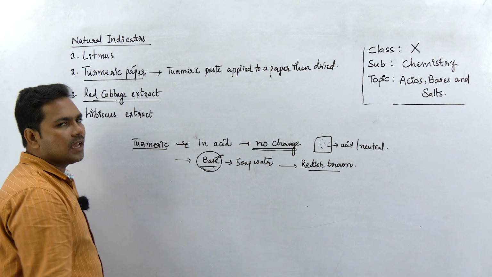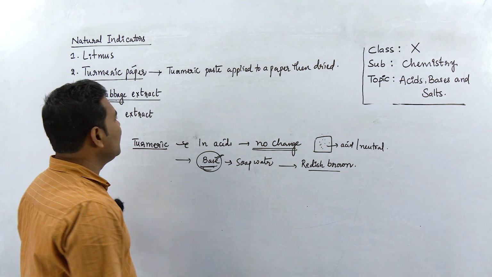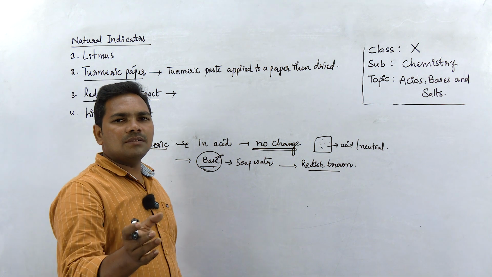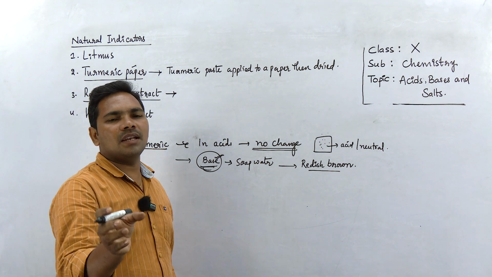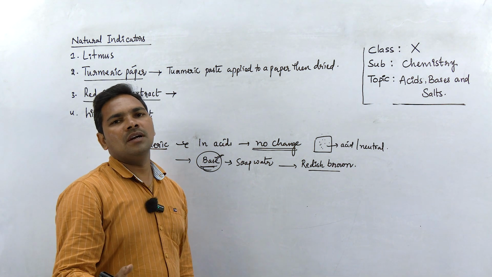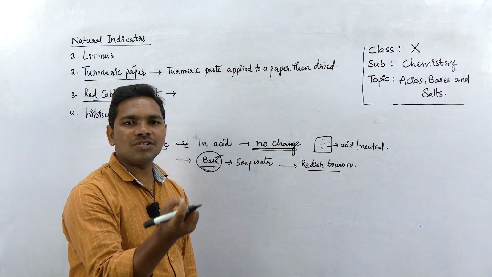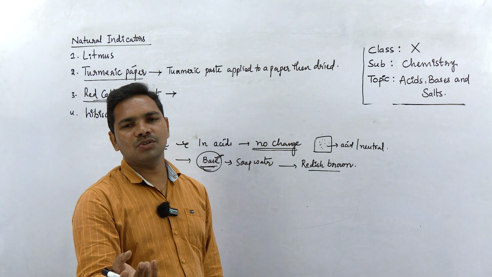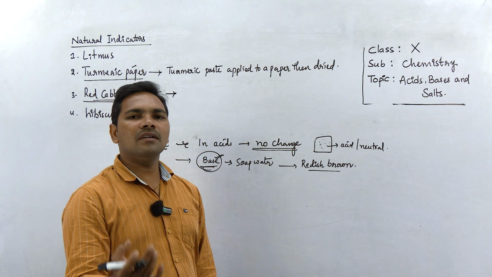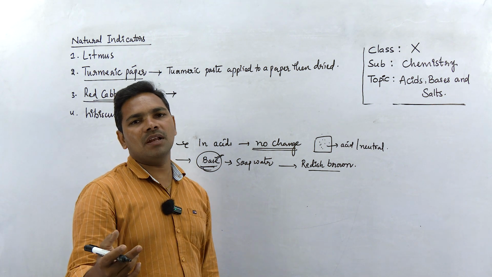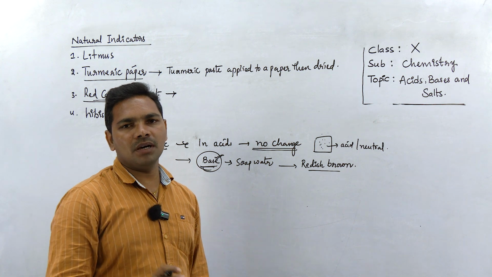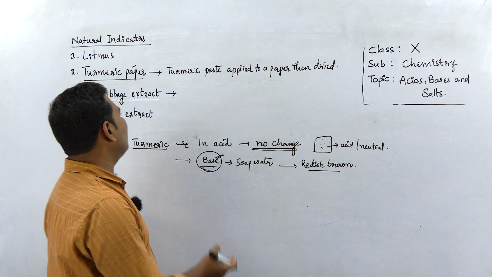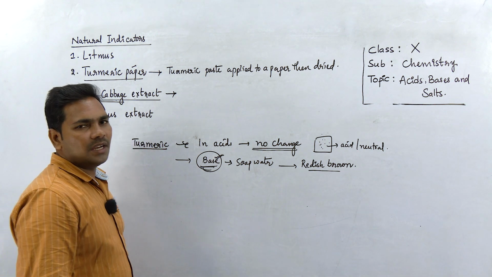What is it? Red cabbage extract is an indicator. For making this red cabbage extract, we only need to take a piece of red cabbage and boil it in water until the water extracts its color, until a purple colored solution is obtained. After turning that water purple, we filter off all the red cabbage, and that red cabbage extract is now used as an acid base indicator.